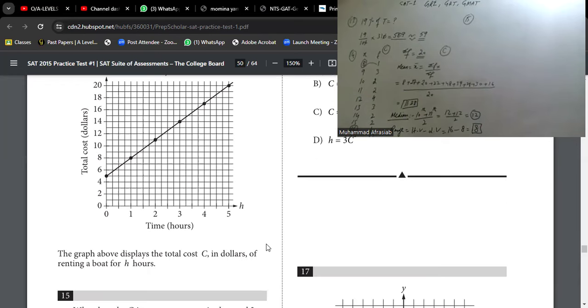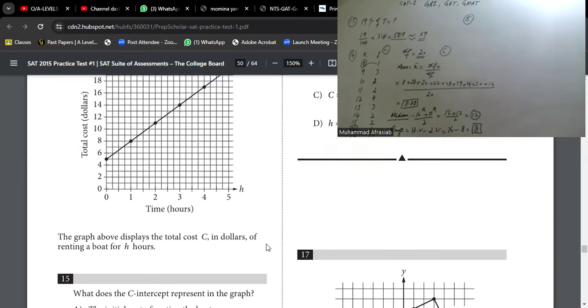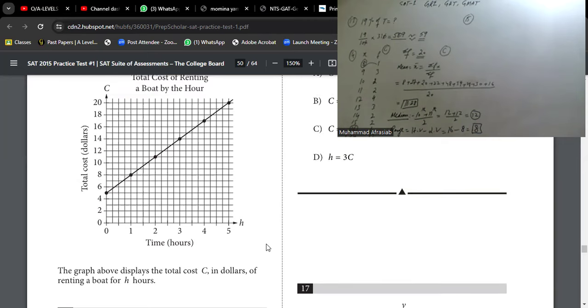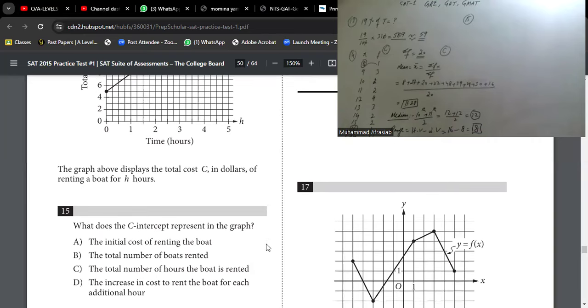Now we see what they are asking. The graph above displays the total cost C dollars of renting a boat for H hours. They are going to ask, what does this C represent on the graph? C represents the y-axis, and that is the initial value at 0. So the best answer is part A, the initial cost of renting a boat.